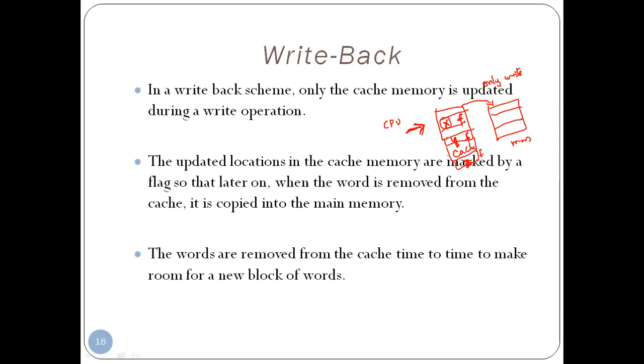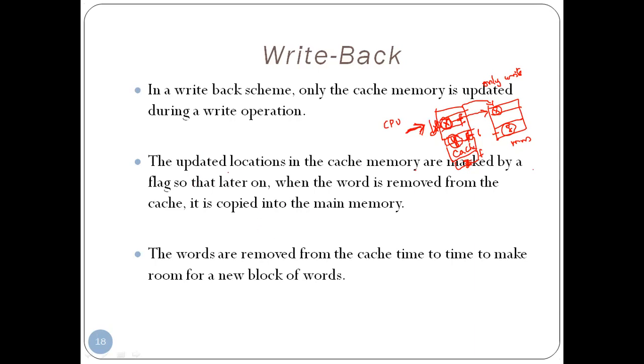Suppose the CPU wants to delete this data. Then this update will be reflected in the main memory. Till then it is not going to be reflected. Suppose I want to delete this Y line and accommodate a new one. As it is set to flag, the corresponding Y data will be updated in the main memory. See here, the updated locations in the cache memory are marked by a flag.